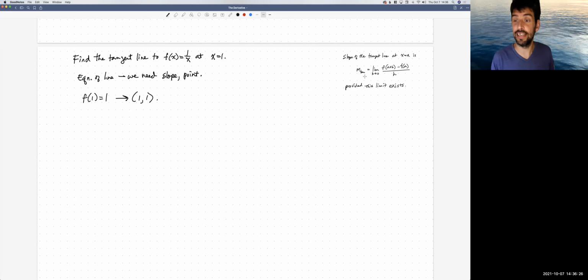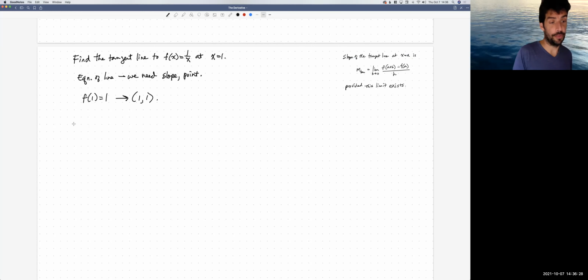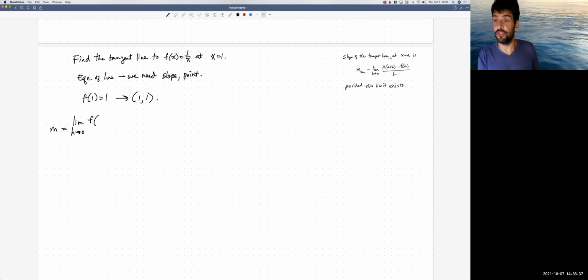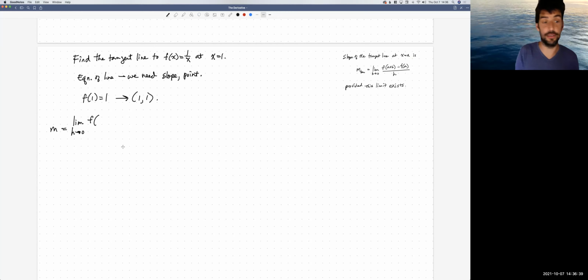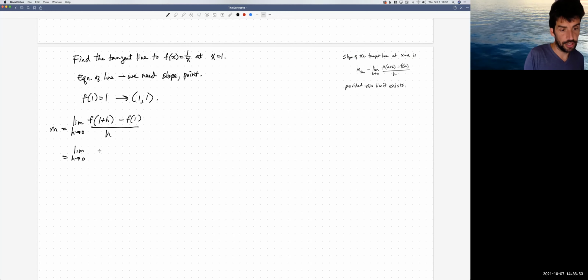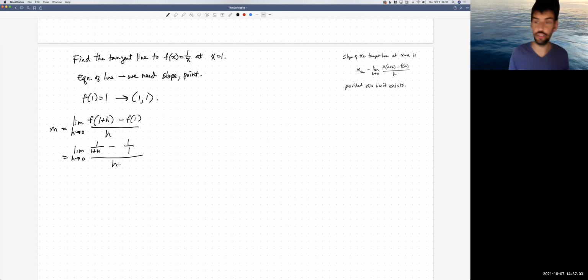So let's try taking this limit. So our slope will be equal to the limit as h goes to 0. And right now I'm just copying it. So we're finding the tangent line at x equals a. In this case, it's at x equals 1. So we'll have f of 1 plus h minus f of 1, over h. Now let's put in the expression for this function. So this is going to be 1 over 1 plus h minus 1 over 1, all of this over h.